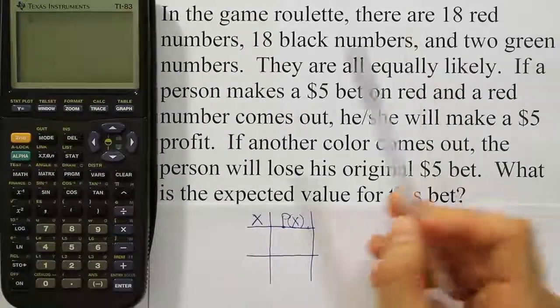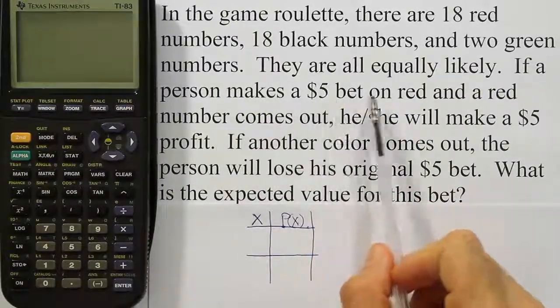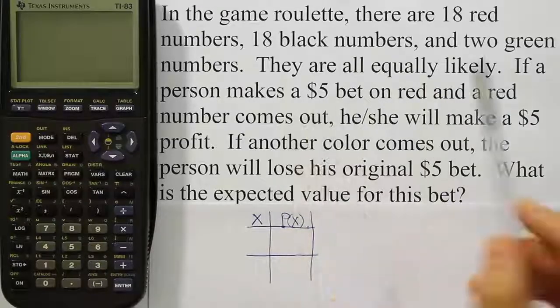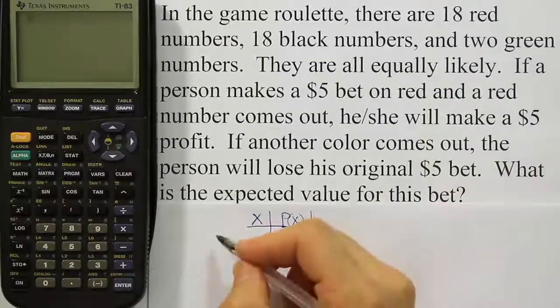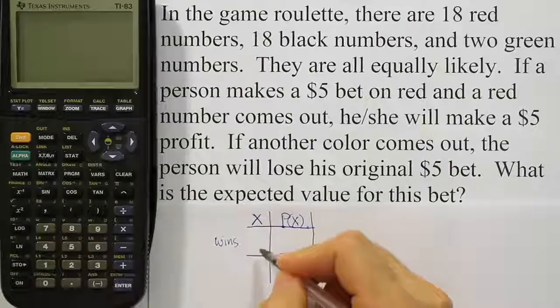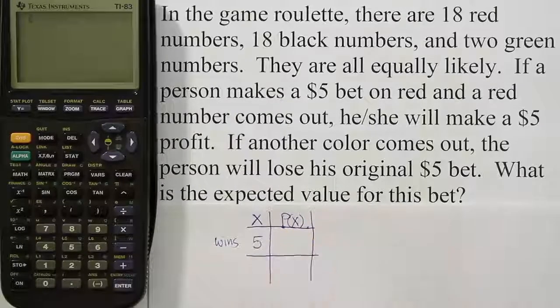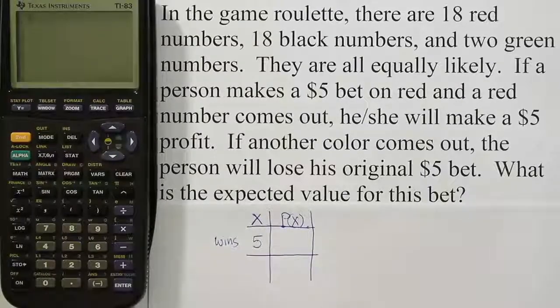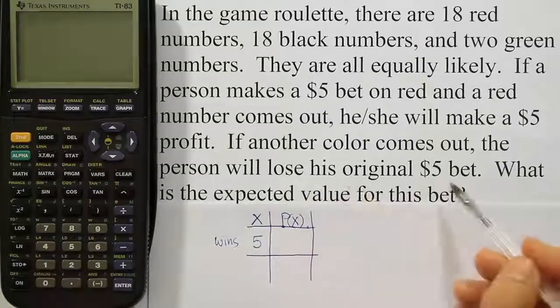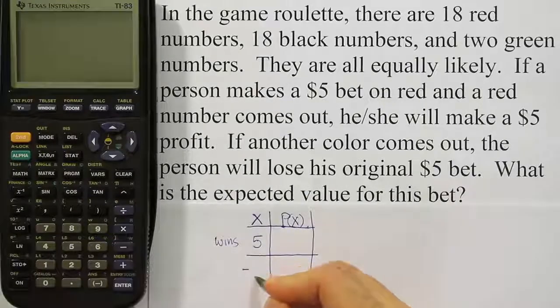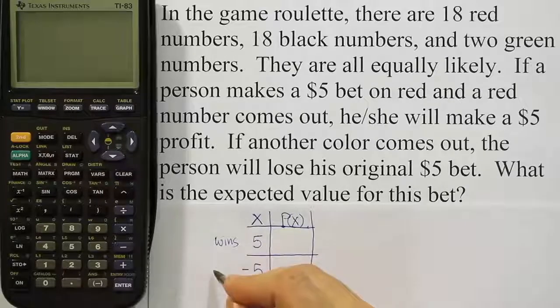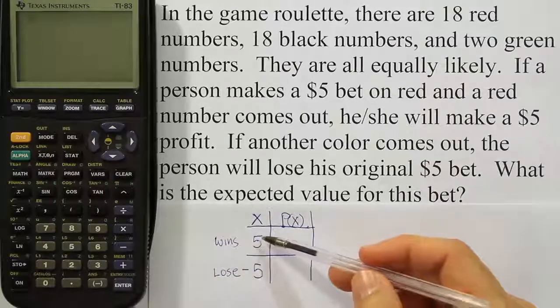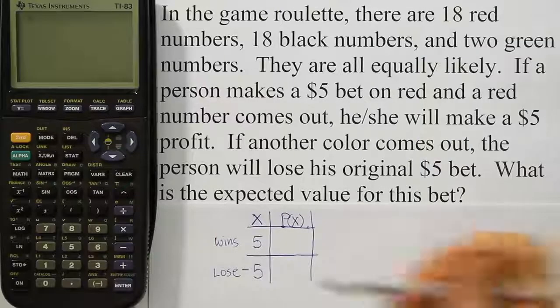Here it says that if a person makes a $5 bet on red and the number comes out, she will make a $5 profit. So if the person wins, they will win $5 profit. Profit means after you subtract what they paid, right? So this is what we should have in the table. This is actually what they make. Of course, if the person loses, he'll lose his original $5 bet. So that'll be a negative $5 if the person should lose. So wins and loses, you get 5 and -5 as your values for the dollar amounts.